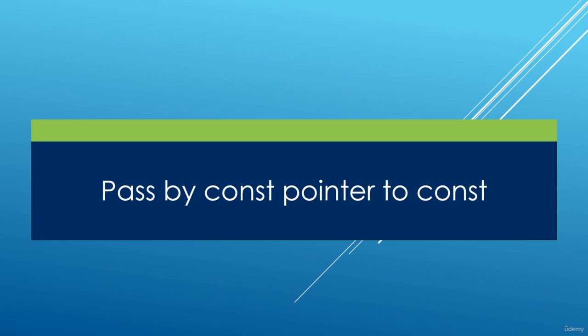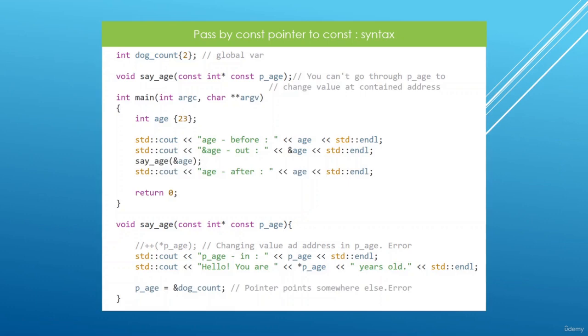In this lecture, we're going to see how we can pass by const pointer to const. This is a setup that is both going to prevent people from modifying the data that you point to in your parameter, but we can't also make the pointer point somewhere else. This is a simple example to show this scenario.